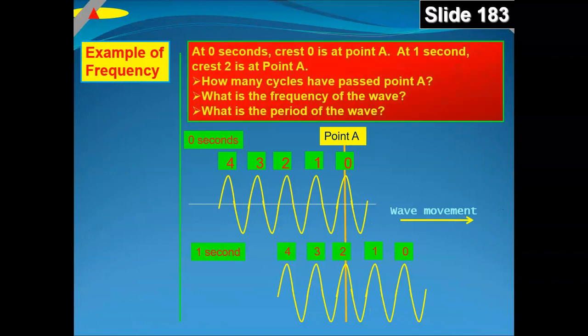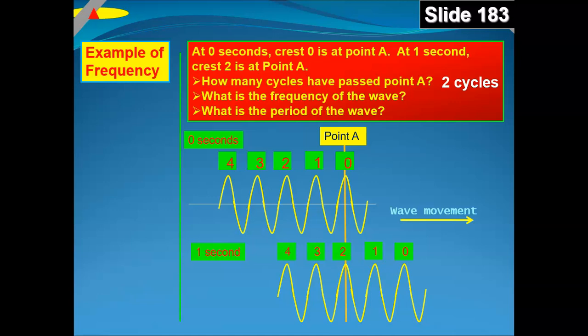So at 0 seconds, crest 0 is at point A. That's where you're standing. At 1 second, crest 2 is now at point A. How many cycles have passed point A? Well, 0 to 1 and 1 to 2, that's 2 cycles. What is the frequency of the wave? Well, the 2 cycles passed and it went from 0 to 1 second. It says on the diagram down there.